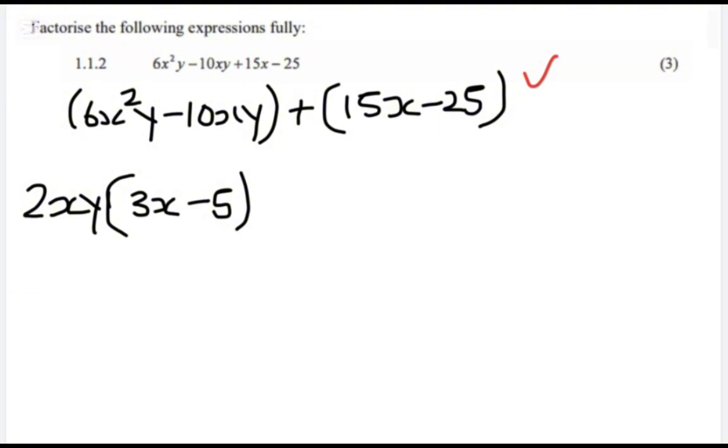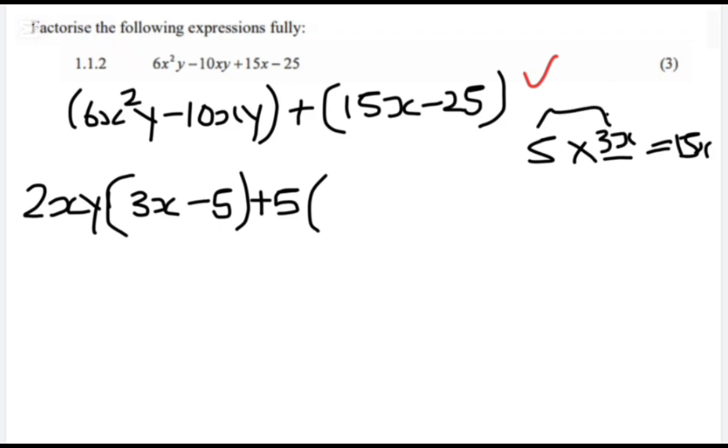So even here, we're going to take out the common factor. The highest common factor here is going to be 5. So I'm going to say plus 5, open brackets. What can we multiply with 5 to give us 15x? It's going to be 3x. If we multiply these two, we're getting that number. If you don't understand how we get this, please guys, go and watch those videos. It's going to help you a lot on how to do this.